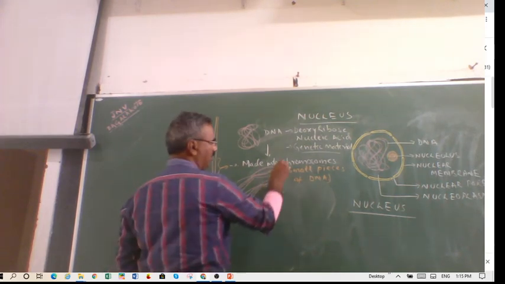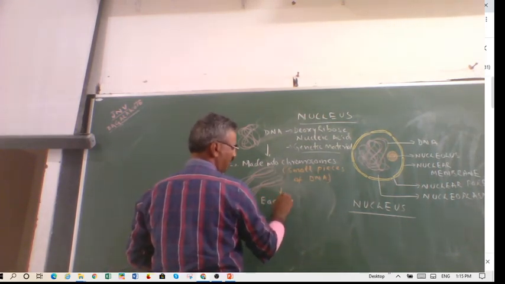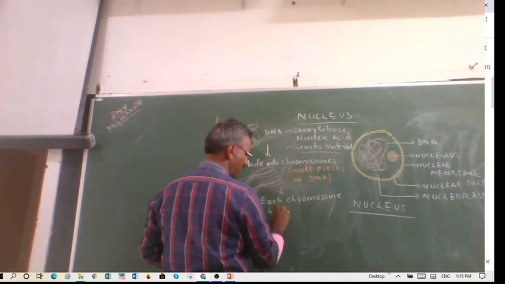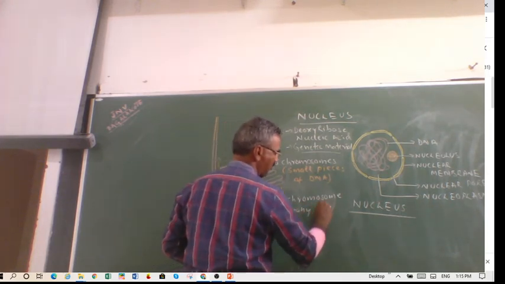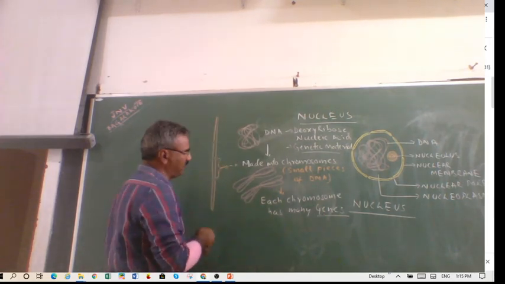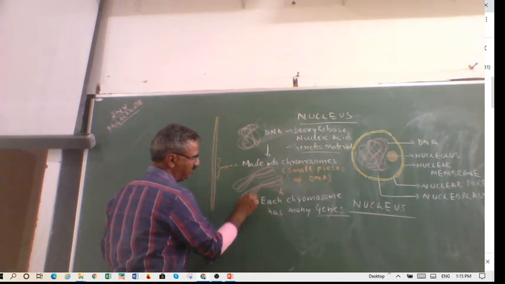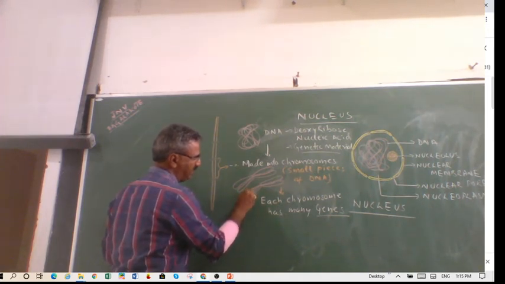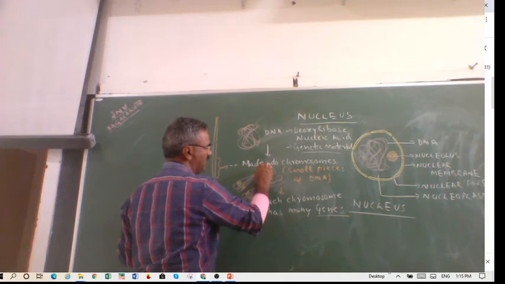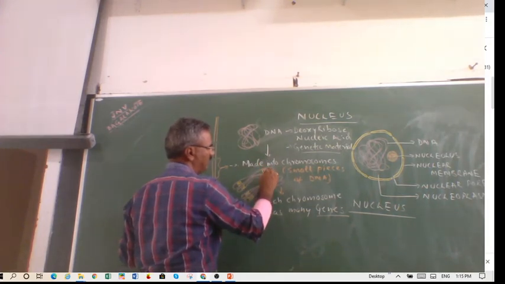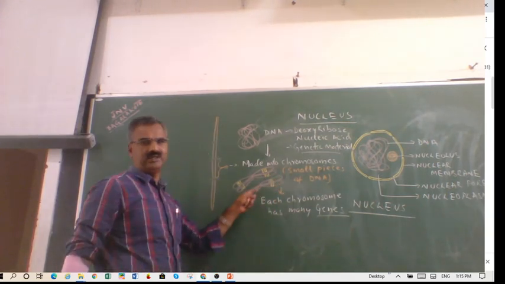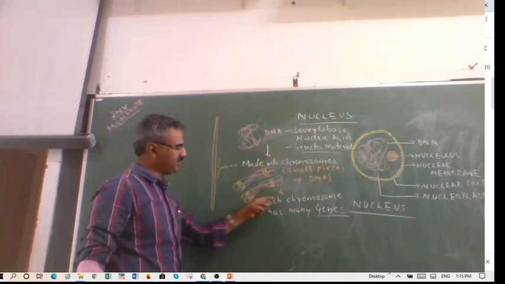And what do these chromosomes have? Each chromosome has many genes in it. For example, let me show here, this is the chromosome. Let me say the gene responsible for A, this is the A gene. Here it can be the B gene. Like this, the genes are present here.